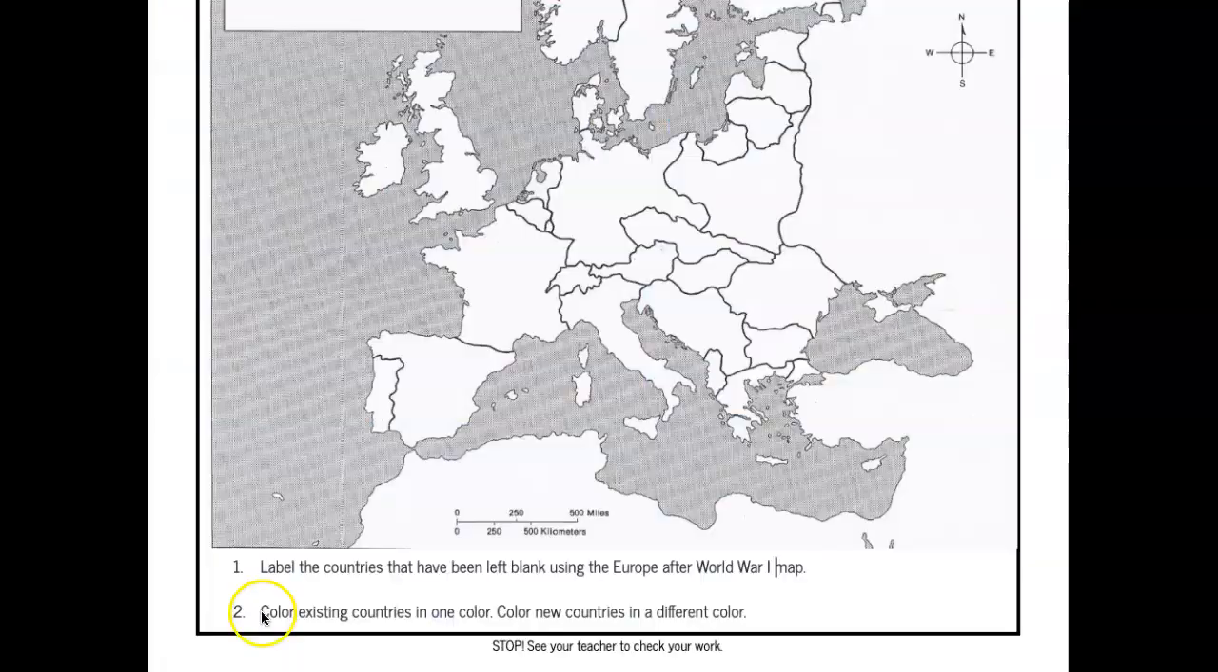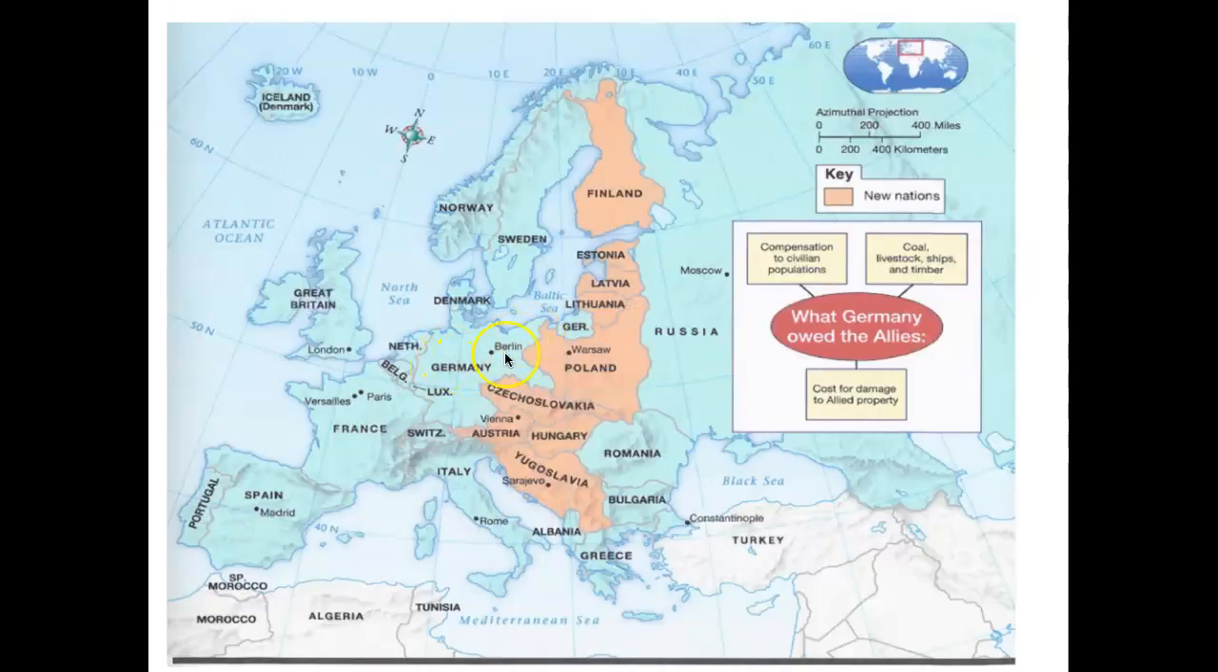And also, you will color the existing countries that were already around and didn't change too much in one color, and you will color any new countries that came out as a result of World War I in a different color. So you'll need 2 different colors. It does not matter what they are. So again, you'll see that on the example map, the existing countries are colored in this kind of green color, and our new nations are colored in this orange color.